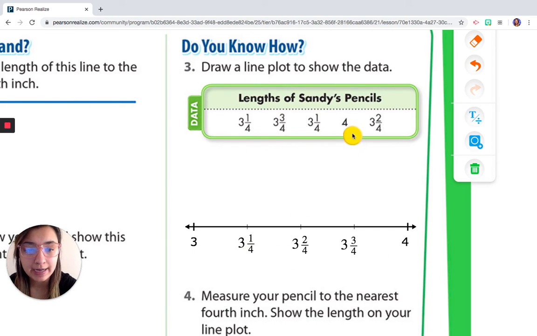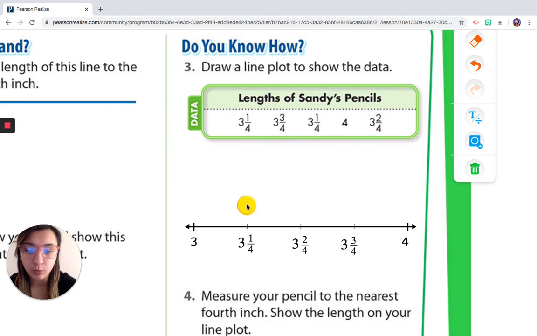I saw that I needed to end with 4, and I had fourths, so I went ahead and wrote 3, 3 1/4, 3 2/4, 3 3/4, and it would have been 3 4/4, which would have been 3 wholes plus another whole, which is 4, sorry. So we are just going to go ahead and plot these for what it has.